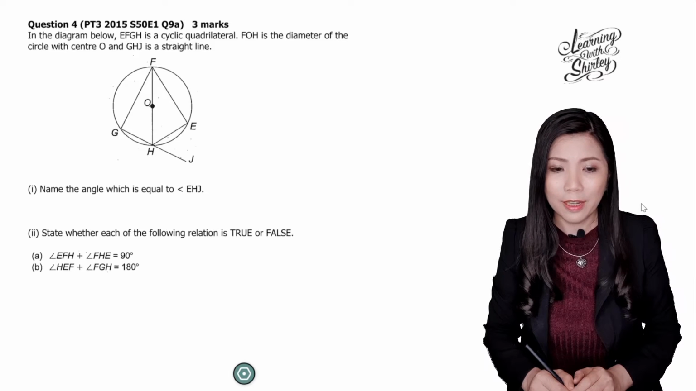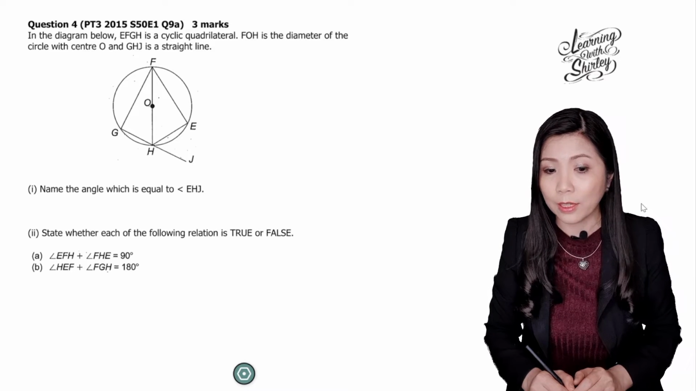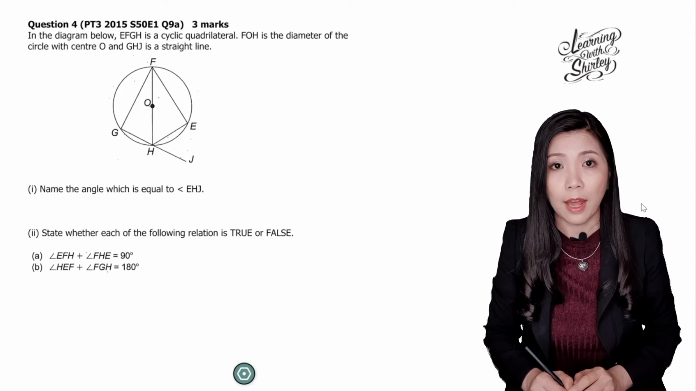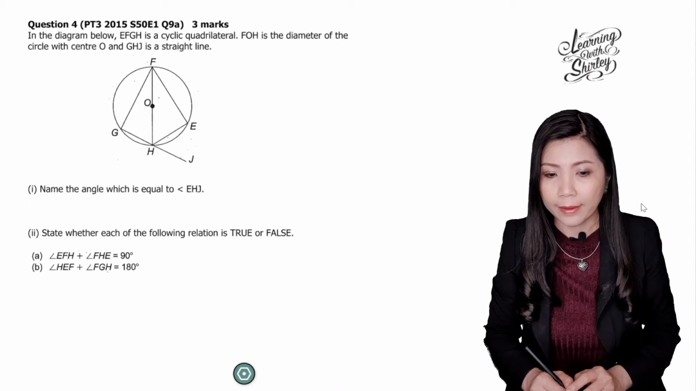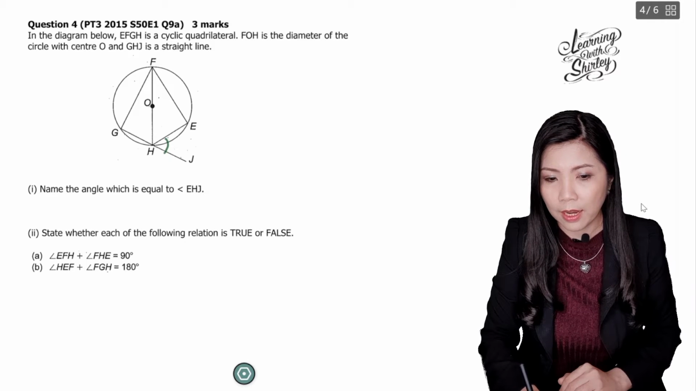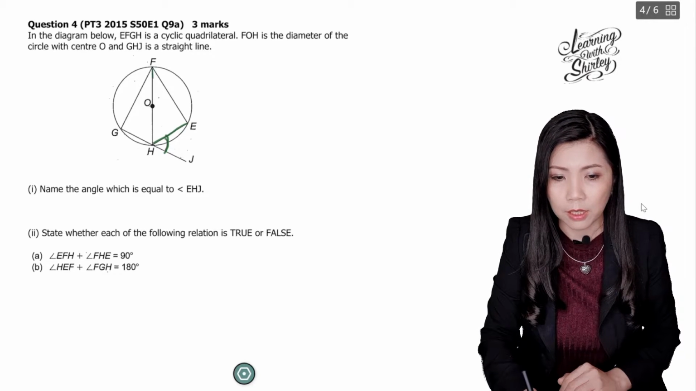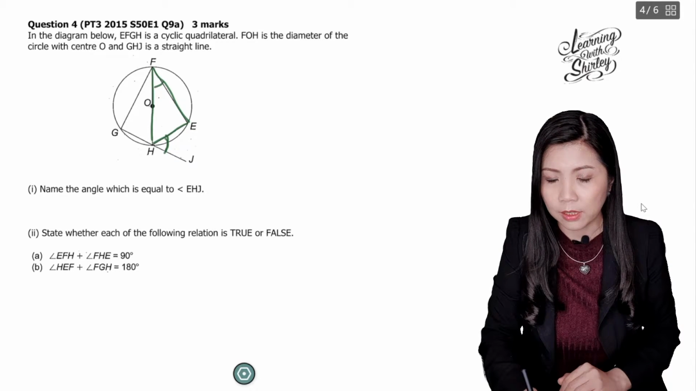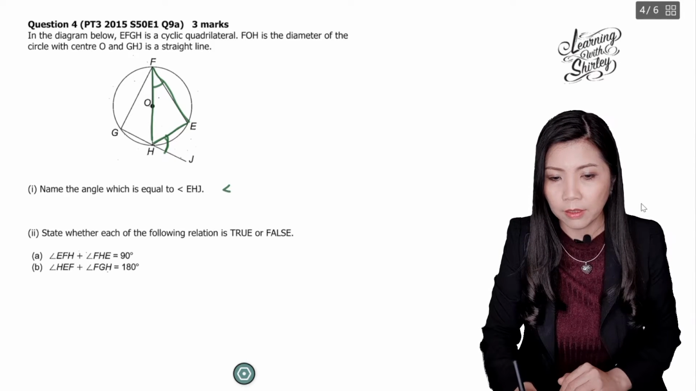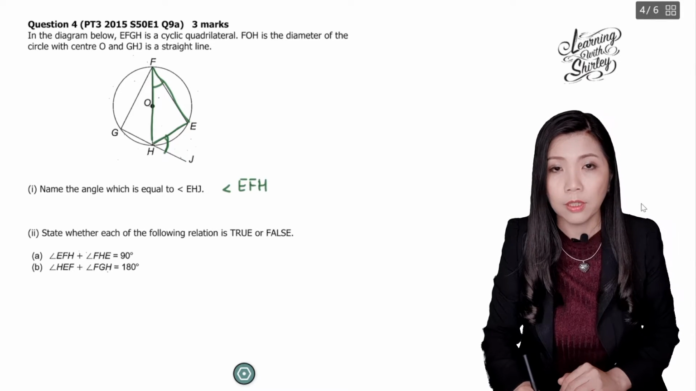Let's look at question number 4. In the diagram below, EFGH is a cyclic quadrilateral. FOH is a diameter of the circle with center O and GSJ is a straight line. Name the angle which is equal to angle EHJ. EHJ is over here. This line touches this side of the quadrilateral in a circle, therefore it is equal to this angle, which is called angle EFH. So angle EFH is the answer for 1.